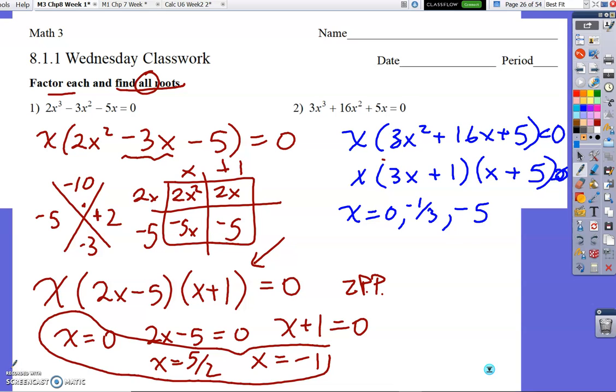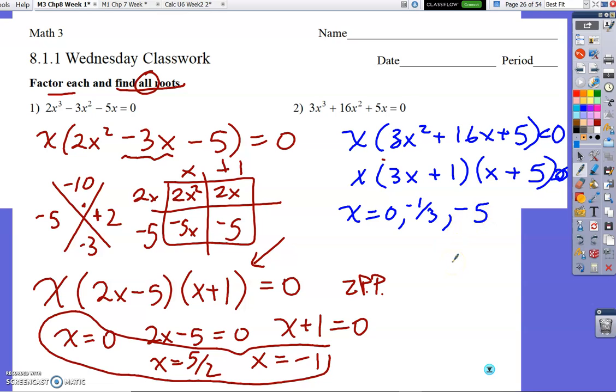I factored out x, then I did not show my work with the x in the box. I apologize for that. I can factor without it. It was kind of annoying, so I went ahead and did that. I know my two numbers are 15 and 1, and so these two make 15 and these two make 1, giving me the 16 in the middle. And so x is 0 from this term, x is negative 1/3 from that term, and x is negative 5 from this term.